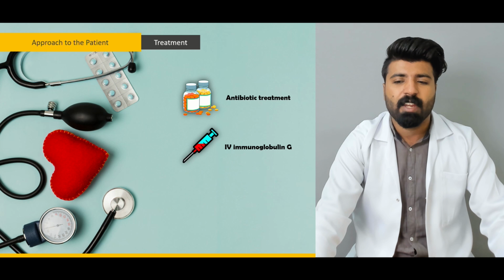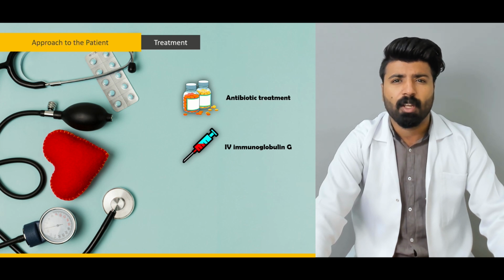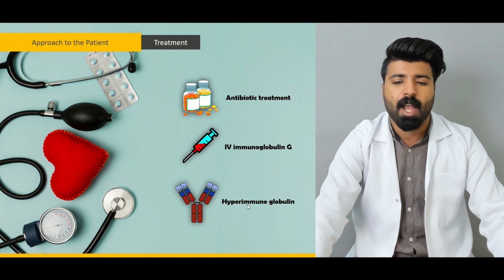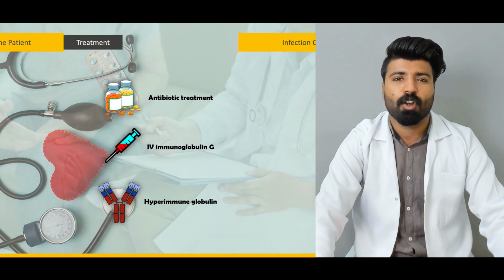Next on, IV immunoglobulin G. Maybe in some cases, infection persists. Some patients are immunocompromised, and some patients who are taking steroids are already immunocompromised. So they are not going to respond well, or in time, to the antibiotic treatment. So what we do is give intravenous immunoglobulin G. We give them already produced immunoglobulins to fight off that infection. And then we have hyperimmunoglobulins, which can also be given in some cases to fight off that kind of infection.